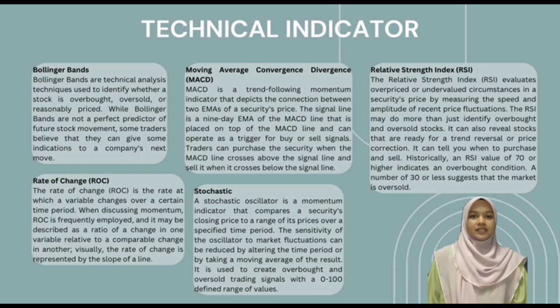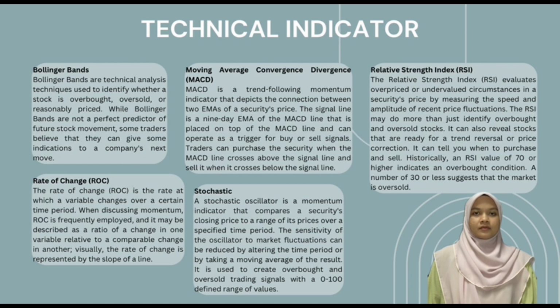Moving Average Convergence Divergence (MACD). MACD is a trend-following momentum indicator that shows the relationship between two moving averages of the security price. The signal line is a 9-day moving average of the MACD line that is placed on top of the MACD line and can operate as a trigger for buy or sell signals. Traders can purchase the security when the MACD line crosses above the signal line and sell it when it crosses below the signal line.